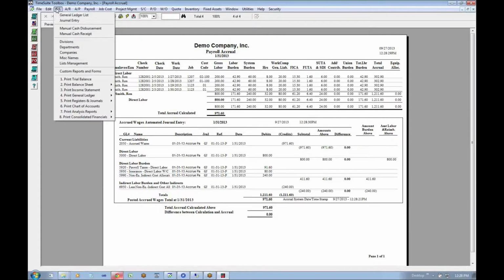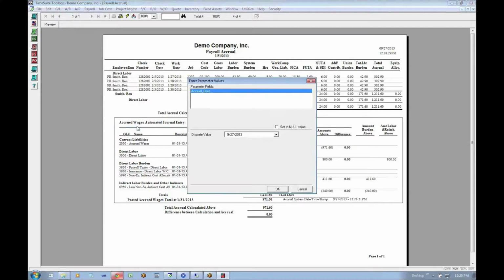Now, sometimes our general ledger won't tie into our job cost. One of the things we do is go over to this print analysis report, payroll accrual. We can run the same report here without posting wages. This is posting your accruals. We ran it here by posting and previewing. Here we would just be previewing.